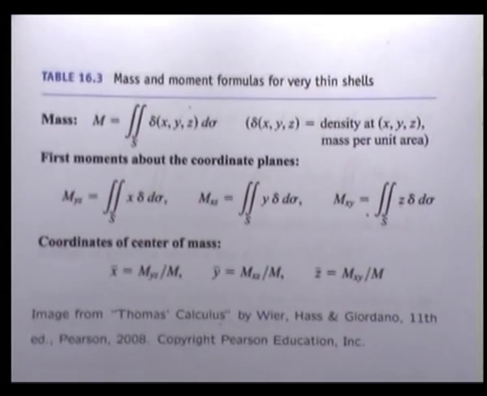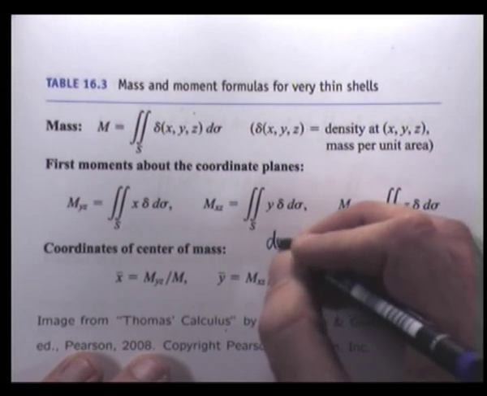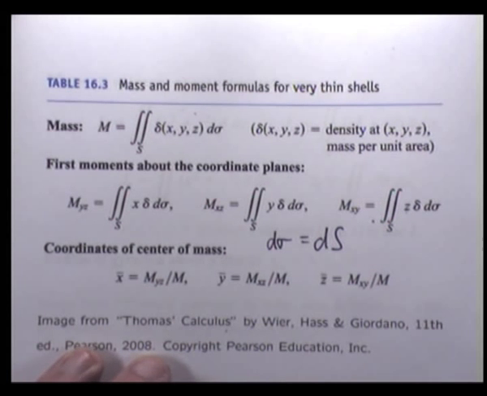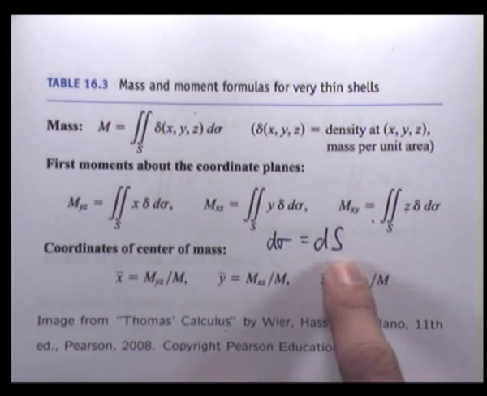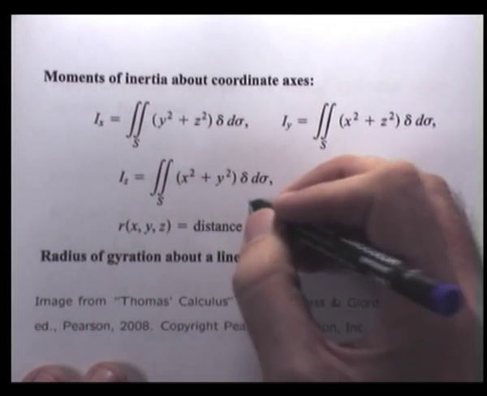And then here are some more formulas. Now, of course, here, you may think, what's this d sigma? Throughout here, d sigma is just dS. It's just that Thomas's book uses d sigmas instead of dS's. Notice it's a capital S, by the way. When we looked at path integrals, it was ds with a small s. It's a significant difference. Similarly here as well.